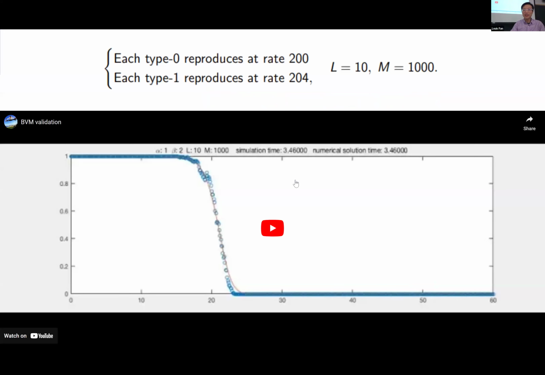Is the model clear? So let's take a look at a simulation of this biased voter model, with L equals 10, which means 0.1 is the lattice spacing. M is 1,000, so there are 1,000 individuals at each location. And the rates are 200 and 204.